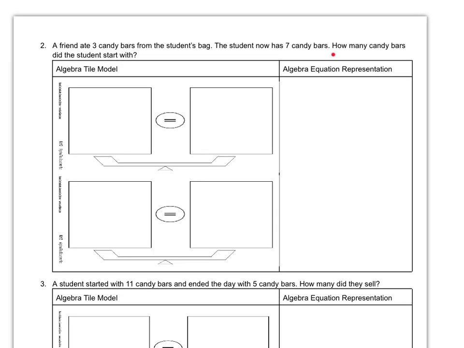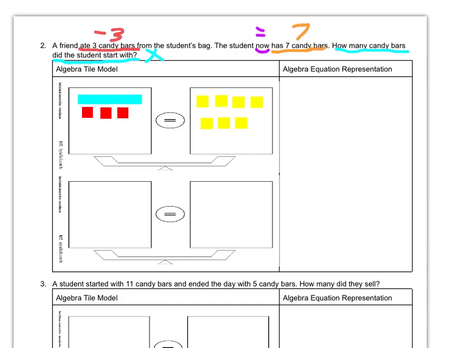It says, how many candy bars did the student start with? So again, that's what I'm trying to find. That's my x. It says the student ate 3 candy bars. Is that got candy bars or took away candy bars? That would be take away candy bars. That makes it a -3. The student now has, so now means equal, has 7 candy bars. Has means positive, so it equals 7. So algebraically, that would look like this. X minus 3 equals 7.